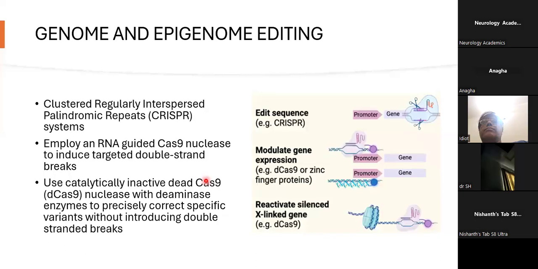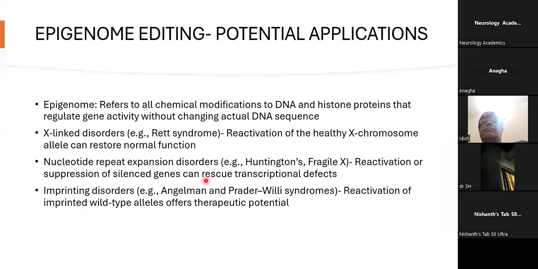And along with acting on the genome, that is genome editing, there is also epigenome editing. Epigenome refers to all the chemical modifications to the DNA and histone proteins that regulate the gene activity without changing the actual DNA sequence. So this includes all the processes that occur after the transcription to mRNA, that is mainly involving the translation of the mRNA.